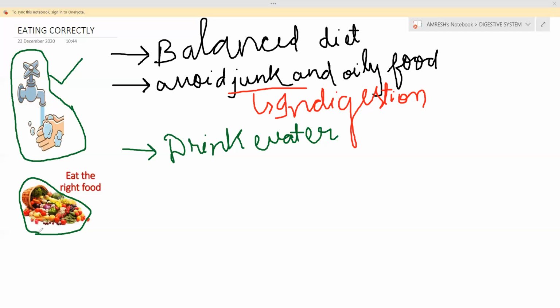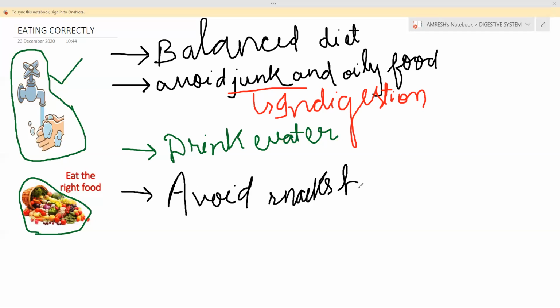We should not eat snacks between meals. Suppose we are eating a meal, we should not eat any snack in between. If you are eating a meal, eat the meal. Don't eat oily snacks between the meal. So avoid snacks between meals. And don't skip meals, meals are very important. Suppose you are eating the meal now, and after 5 to 10 minutes you are taking some snacks, that will cause harm to your stomach. So avoid snacks between meals.